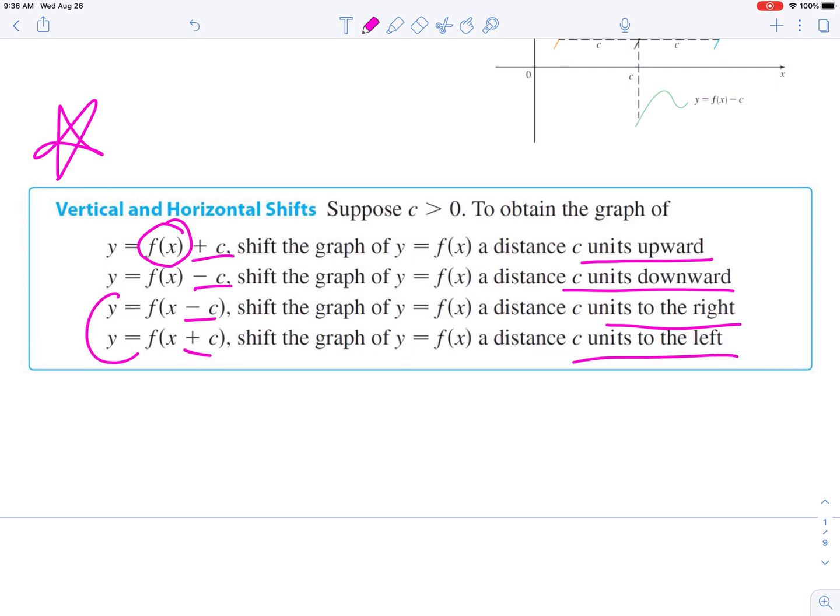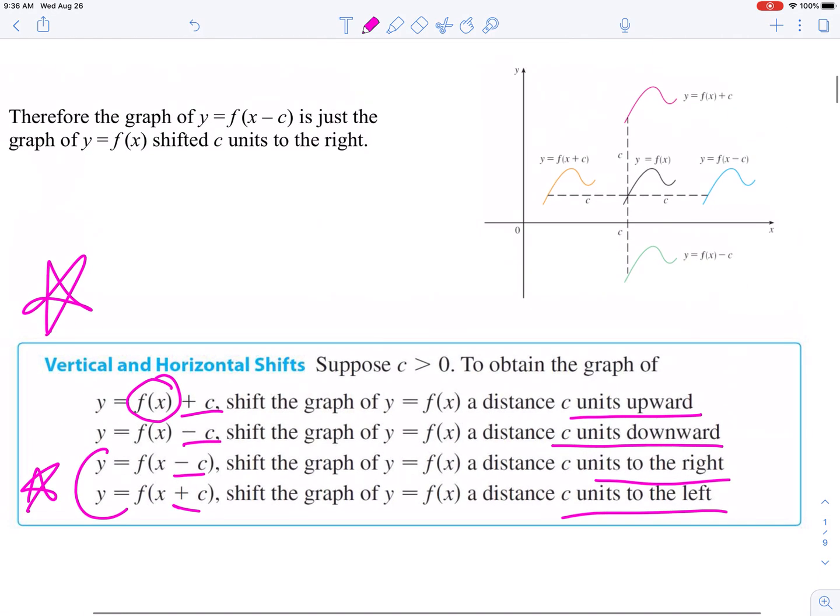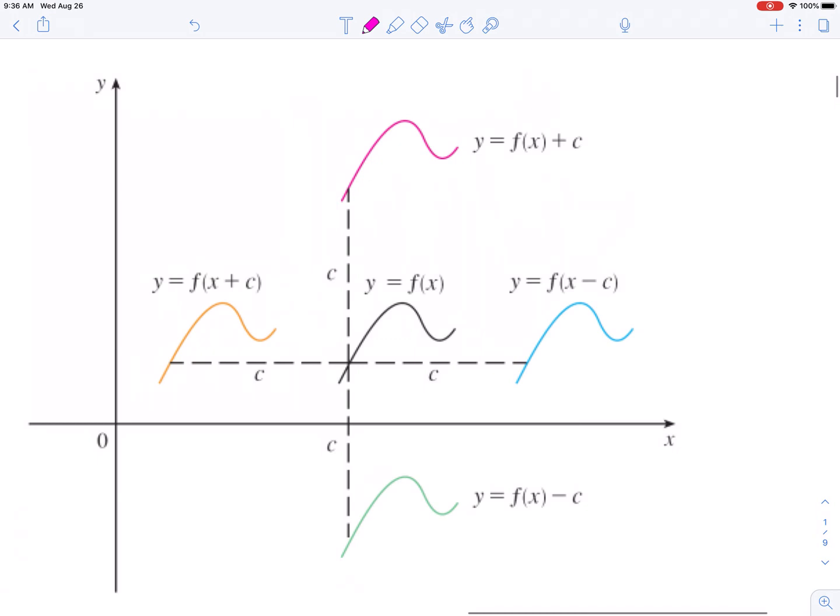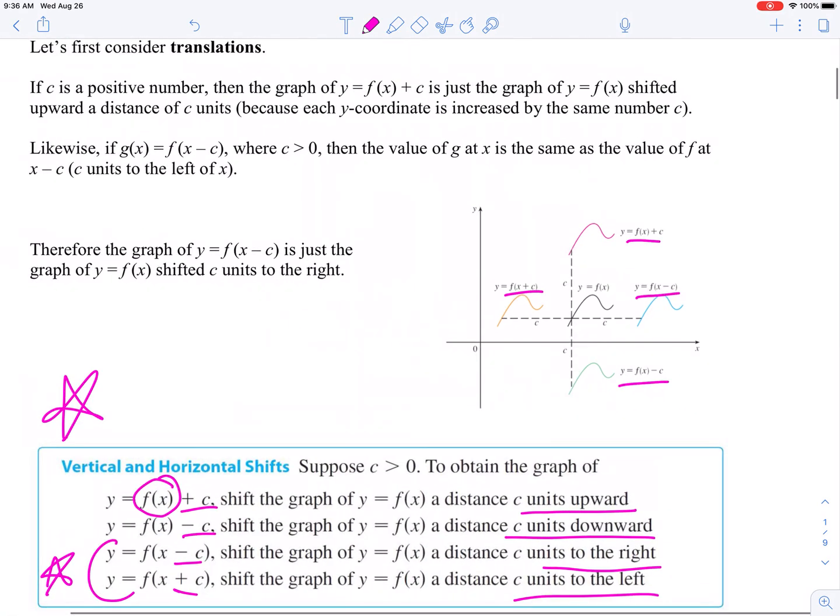So remember those two. Those are important. It's kind of the weird ones. X is the weird one. It goes the opposite direction of the sign. Okay? And again, all that does is just shift your graph up, down, left, or right. So make sure you are familiar with these kind of transformations.